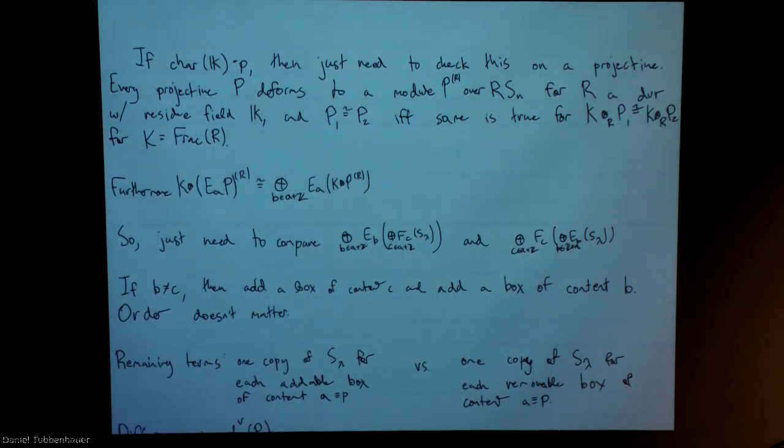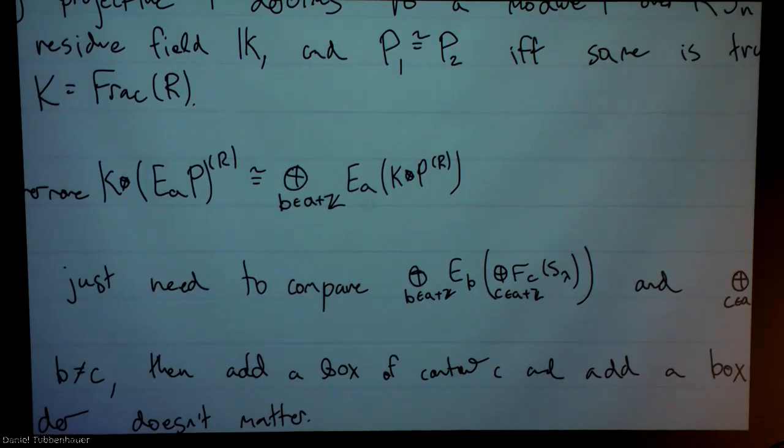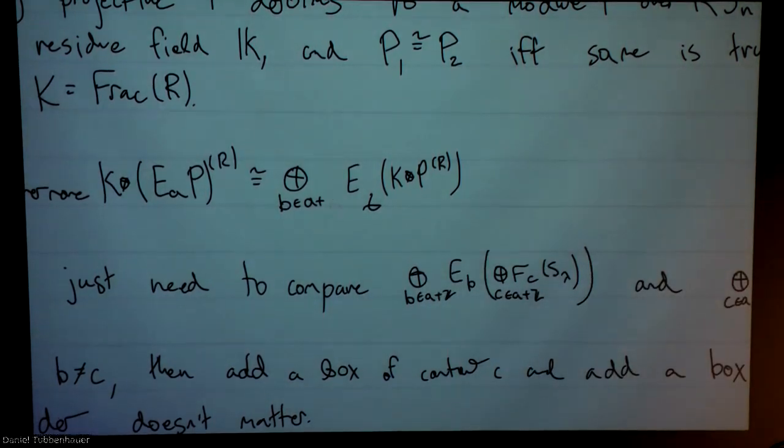Okay, so the key thing is, if I apply, whoops, I didn't do these things. If I apply EA to a projective, and then I deform that and tensor with the fraction field, that's the same as if I had deformed to the fraction field and applied, well, not just one EA, but EB for all B in this coset, and I wrote the wrong coset, of course.